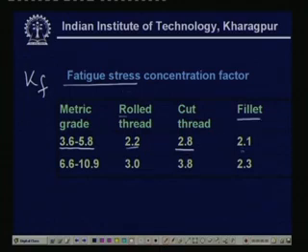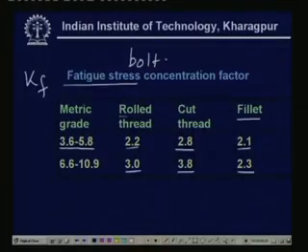If we have fillet, then we have 2.1, little less. For metric grade of higher grade, higher values, then the stress concentration factor is again higher. You see for the cut thread it is much higher, for fillet it is little lower side. So, these are roughly the fatigue stress concentration factor for the bolted design. Now, these are everything tabulated. So, when you want to design such a joint, then you should make use of these values, and those are given in the machine design handbooks.